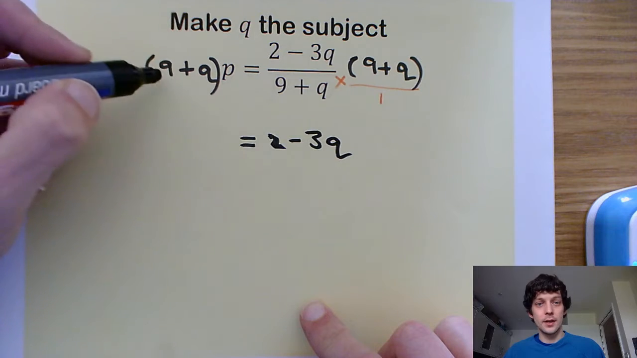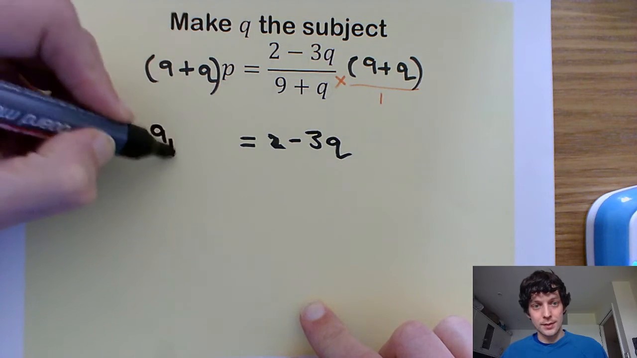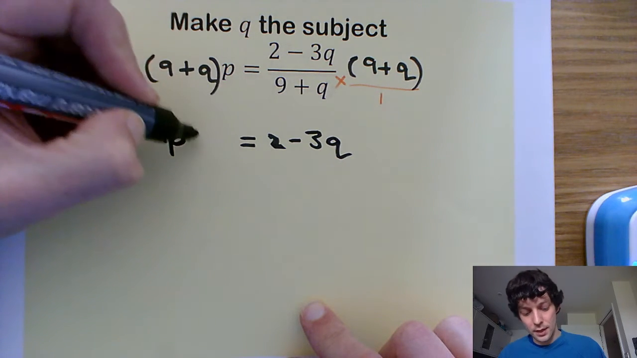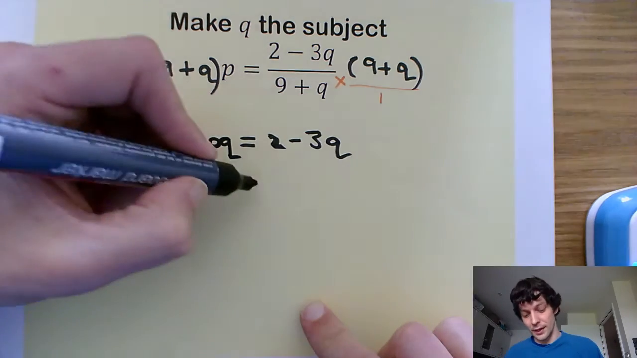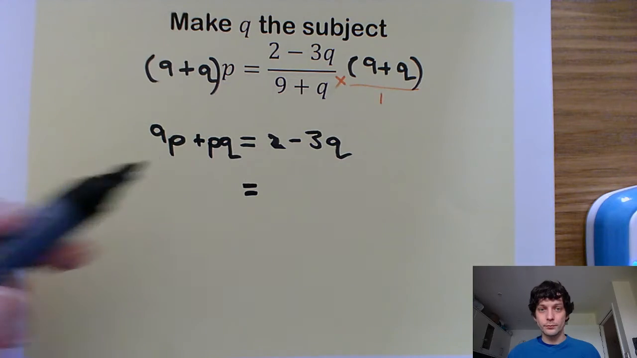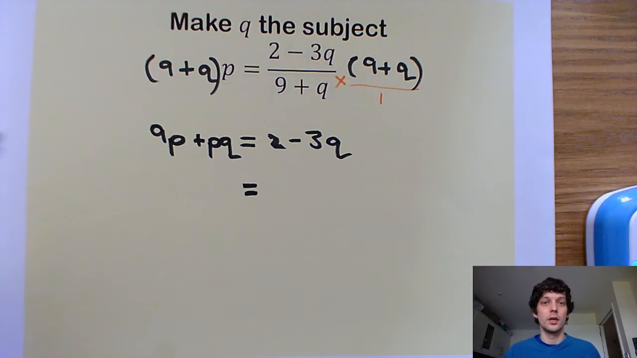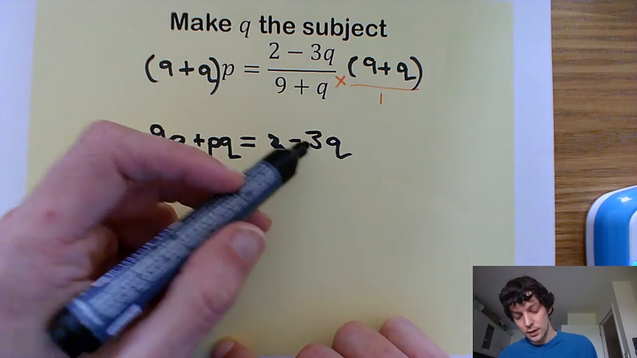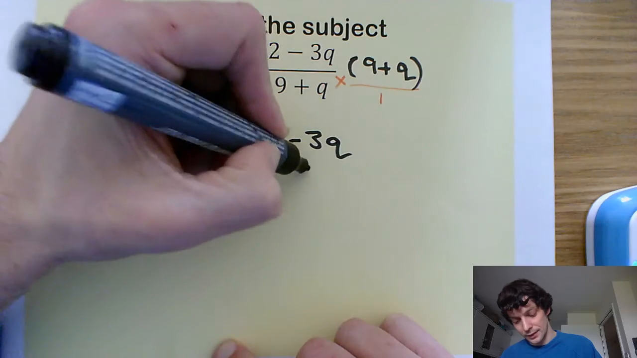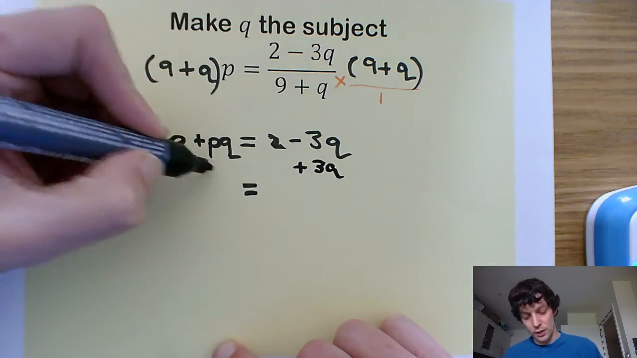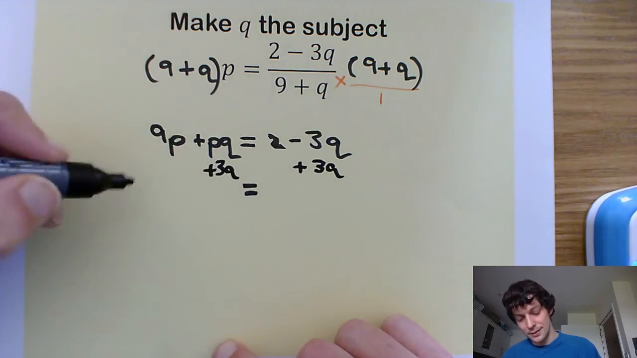On this side, 9 times p is 9p, q times p is pq. I'm writing in that order just to follow the convention of writing things in alphabetical order. And we want to make q the subject, so I need to get my q's on the same side. I've got a negative here. We said I don't like negatives, so let's add 3q to both sides to get rid of the negatives.